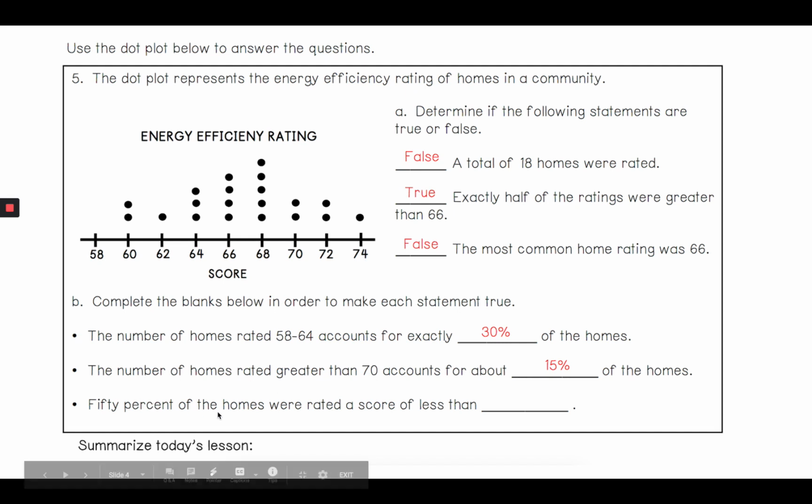And then it says 50% of the homes were rated a score less than blank. Well, we already know that the one we did earlier tells us exactly half of the ratings were greater than 66. Well, if this right here is half of it, then it has to be less than 68, because if it's less than 68, that would be the other half of the data. So I'm going to go ahead and put less than 68.